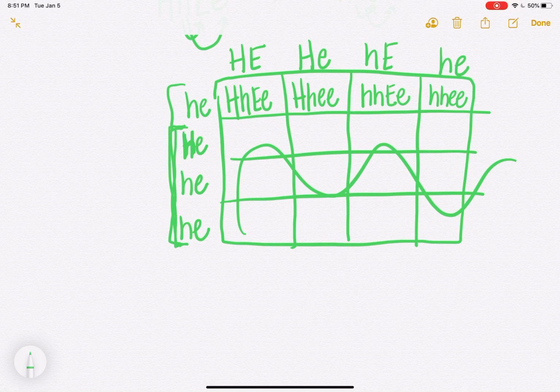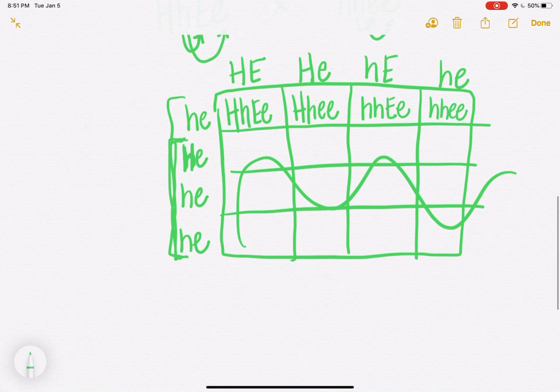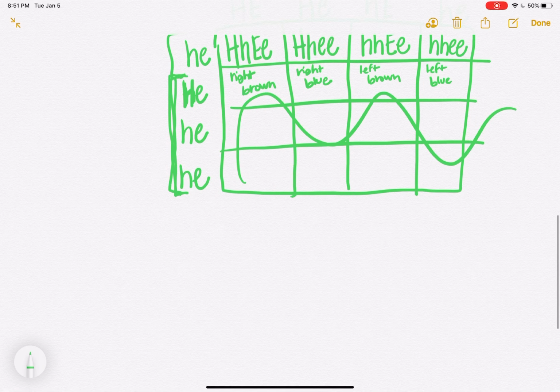here. So looking at our offspring, this one is going to be right and, what was E's? Brown eyes. Okay. Right and brown eyes. This one's going to be right and blue eyes. This one's going to be left and brown eyes. And this one's going to be left and blue eyes. Okay. And so we would say that you would have a 25% chance.